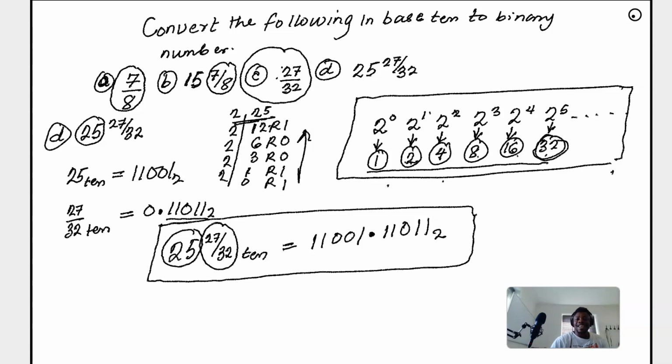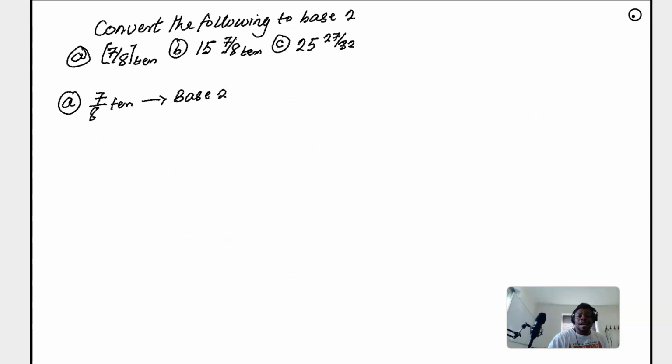Very easy, right? Okay, now I'm going to give you another method of solving this. Now let's see how to use another method to solve this. I think I should call this the Robbins method because it's faster. Let's see. Now, you have 7 over 8 base 10. You want to convert to base 2, okay?